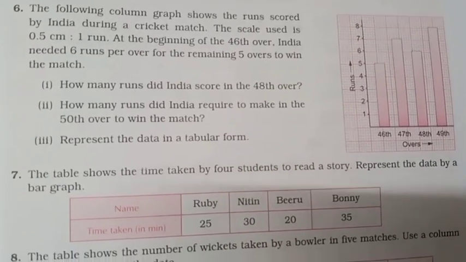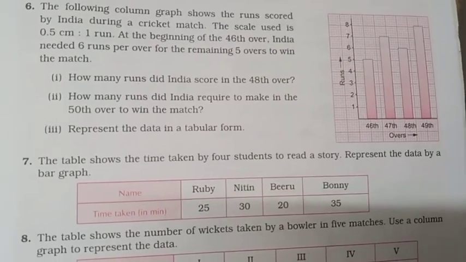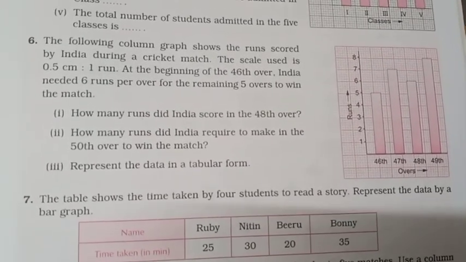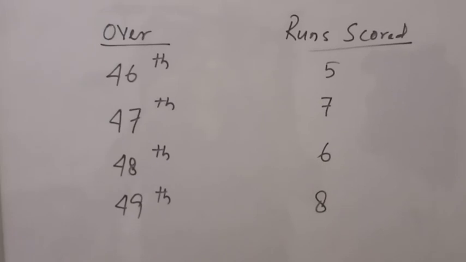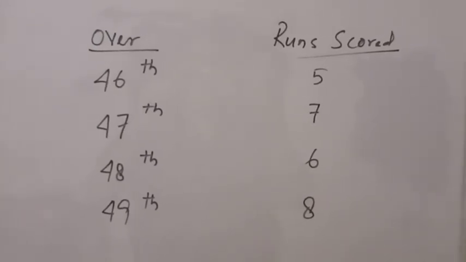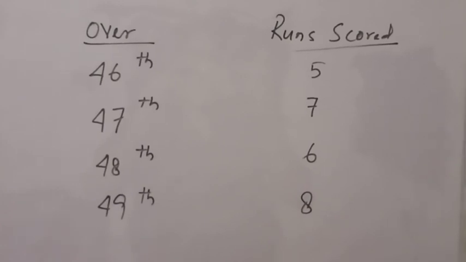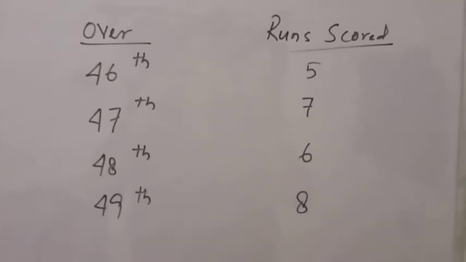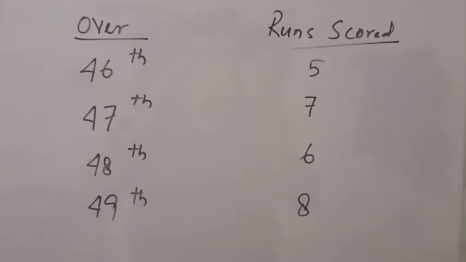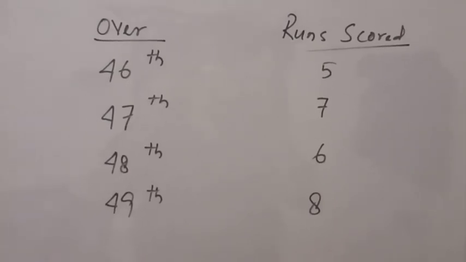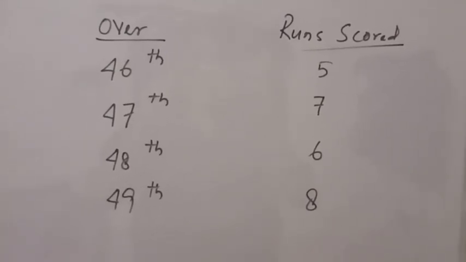Now represent the data in tabular form. Now see that in tabular form. So this is in tabular form. 46th over 5, 47th over 7, 48th over 6, and 49th over 8. Okay.